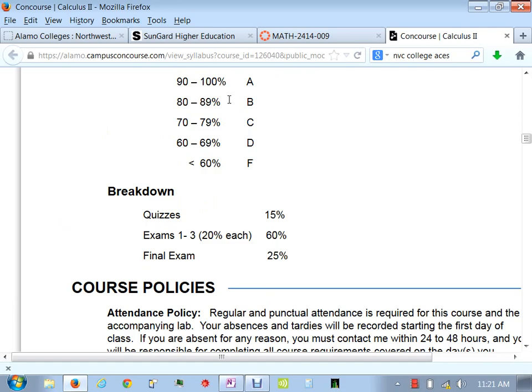Standard grading scale, A, B, C, D, F. Here's the breakdown. Expect a quiz any point in time. I'm not real big on quizzes because they take up too much time, and we don't have time to be sitting around twiddling thumbs in this class. I have to throw as much material as I possibly can at you and show you as much as I can in the time allowed.